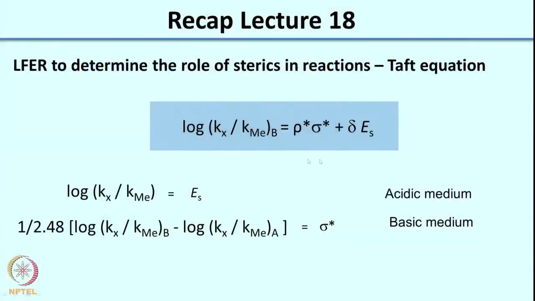The standard reaction for the Taft equation is ester hydrolysis, and if you do the ester hydrolysis in a basic medium, essentially log Kx over Kme in a basic medium is given by rho star sigma star plus delta Es. So here delta is related to the effect of sterics on a particular reaction. And to get the value of Es, the ester hydrolysis was carried out in an acidic medium, and in the acidic medium the ester hydrolysis depends mainly on sterics.